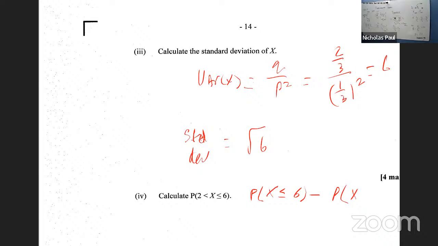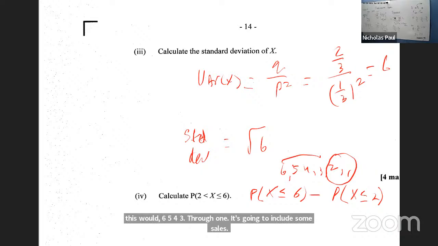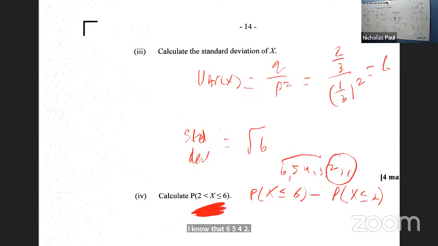What do you write here? Less than or equal to 2. Okay, you don't want 2 included, right? So this will include 6, 5, 4, 3, 2, 1. And this will include 2 sales. Take off that, and you'll be left with 6, 5, 4, 3. That's what you want here, right? 6, 5, 4, 3.